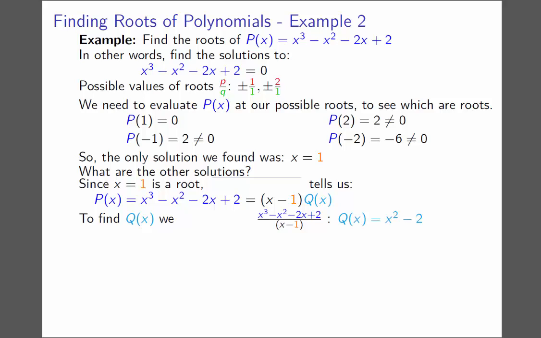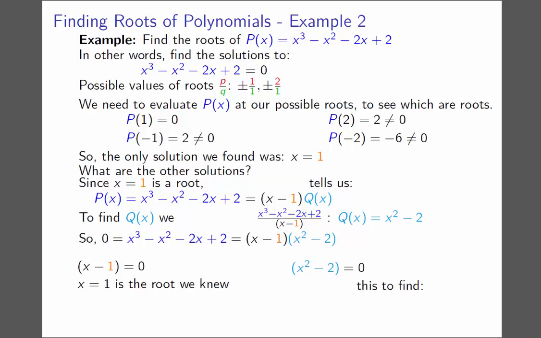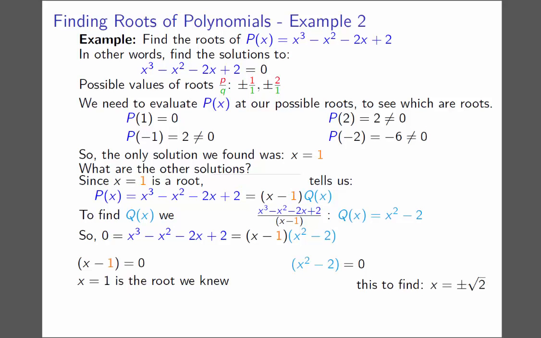Doing this, we find that q of x has to be x squared minus 2. So our equation becomes 0 equals x minus 1 times x squared minus 2. And by the zero product property, either x minus 1 is 0 or x squared minus 2 is 0. In the first equation, we get that x equals 1 is a root, but that's the root we already knew. For x squared minus 2 equals 0, we can solve this by adding 2 to both sides and taking the square root, which gives us that x equals plus or minus the square root of 2.